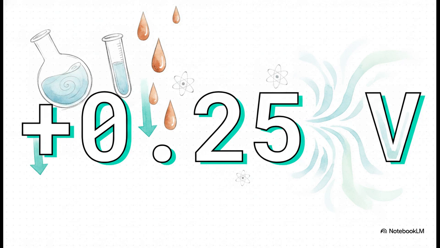We started out with a standard potential of 0.34 volts, but because our copper solution was highly diluted, the actual electrical potential is noticeably lower at 0.25 volts. It's a wonderfully satisfying resolution to the calculation we just worked through, don't you think?